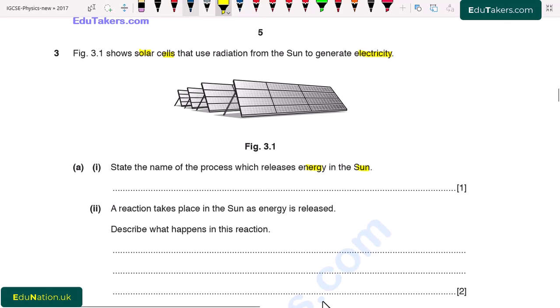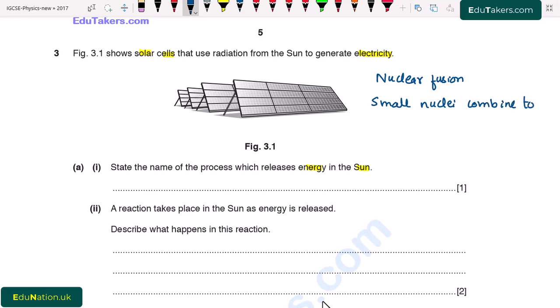So this process is basically nuclear fusion. I write here nuclear fusion. In this process, small nuclei combine to give a large nucleus. I write here small nuclei combine to give large nucleus. So I write here this process is nuclear fusion.